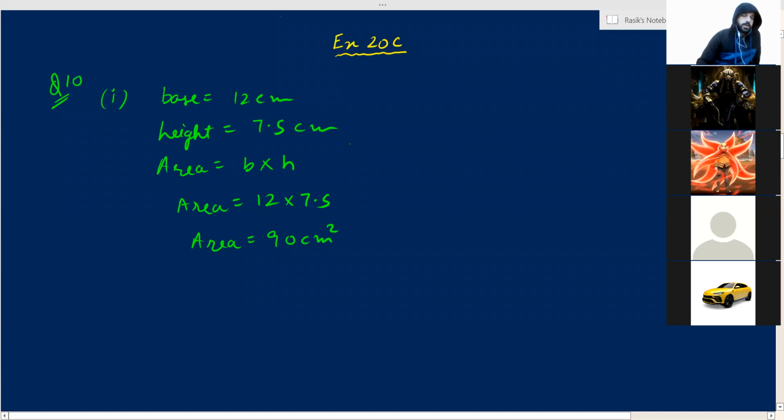Please check the answer. My maths is a little weak, check whether I did it correctly or not. Yes sir, it is correct, it is 90 centimeters square. Thank you. The formula of area of a rhombus is 1/2 into product of diagonals. Yes, that is also a formula to find the area of a rhombus.